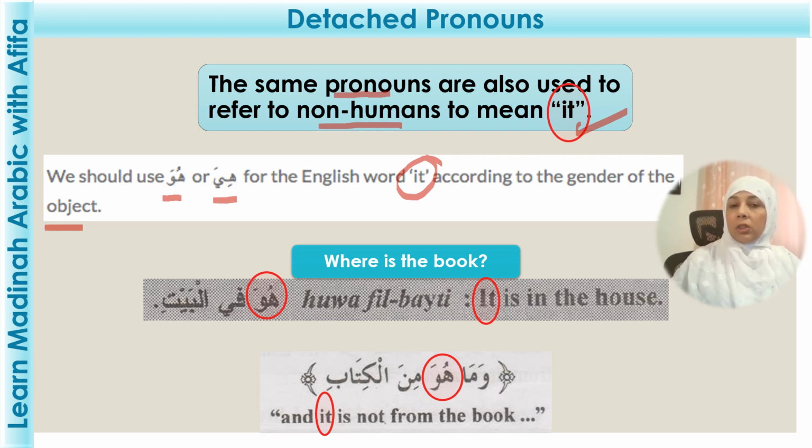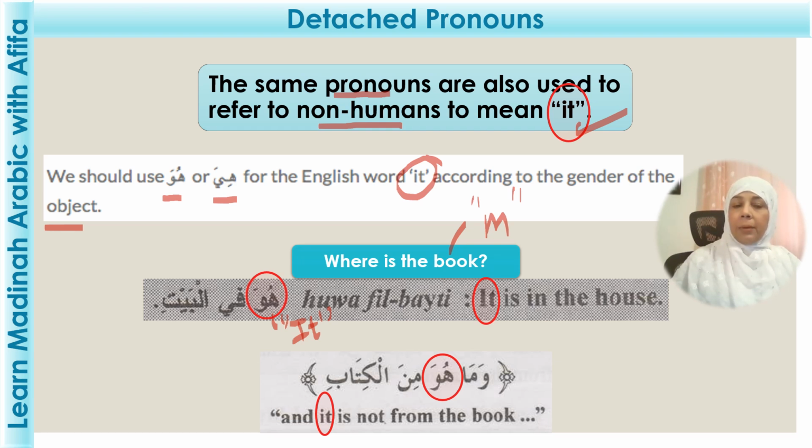So if you ask the question, where is the book? Let's give the answer in Arabic. And book is masculine. Okay, it is a masculine object. So we are answering in Arabic and we are saying huwa fil baiti. So here the huwa is referring to it. And we are saying huwa instead of hiya because the book is a masculine object. Fi means in and bait means home. So it is in the house.